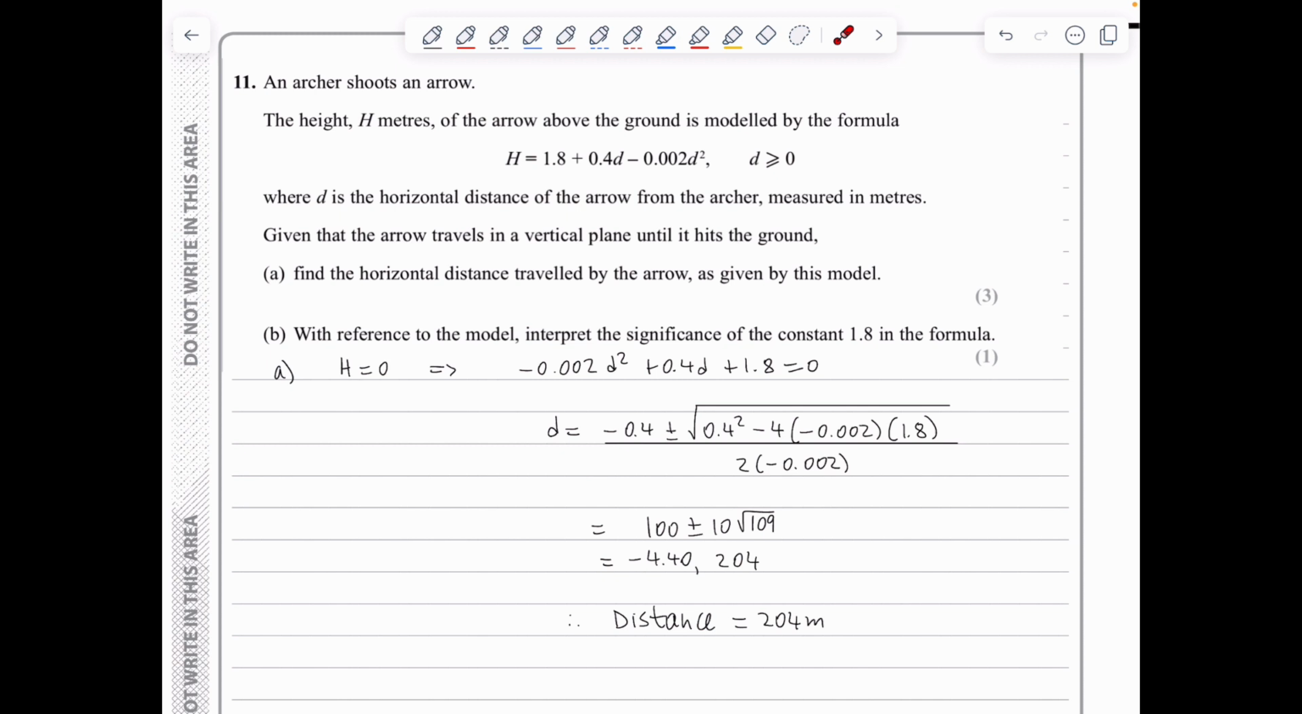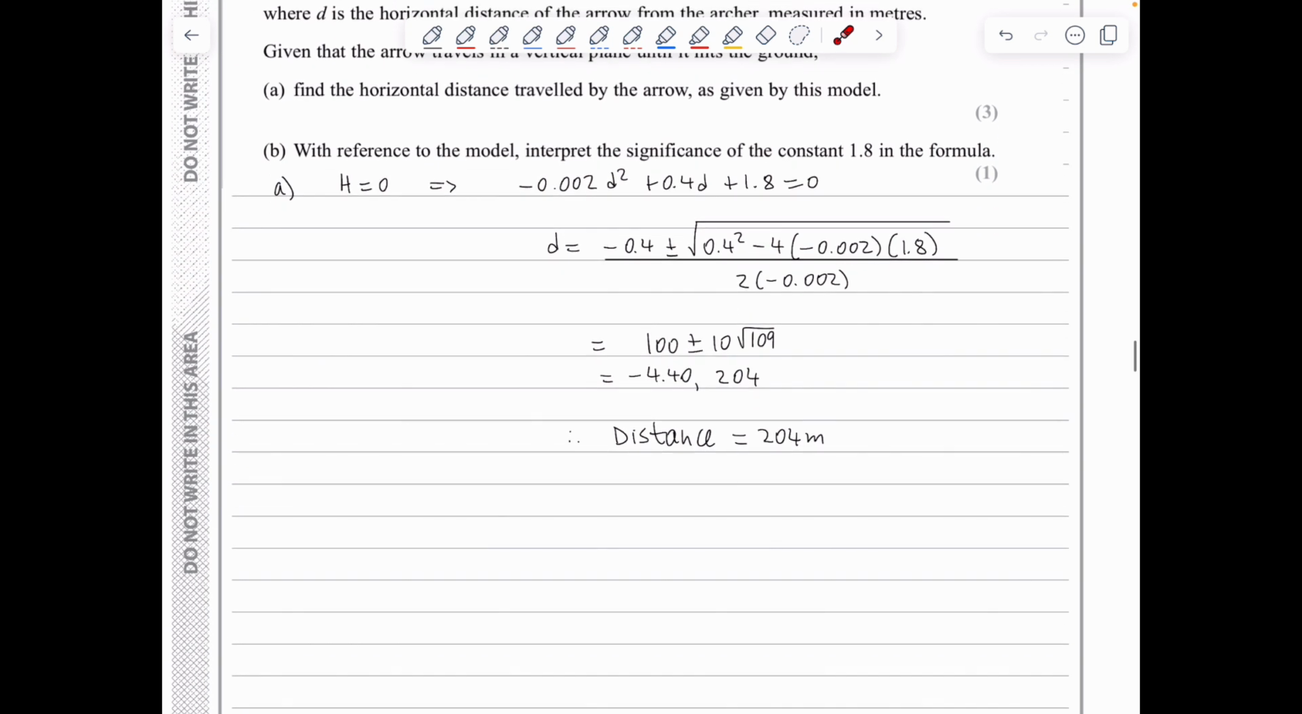In part B, we are asked, with reference to the model, to interpret the significance of the 1.8, the constant term in the formula. Well, we do see that if we put d is 0, then we get that capital H is 1.8. So d is the horizontal distance. If d is 0, so the moment we fire the arrow, the height above ground is 1.8. So that must be the height from which the arrow is initially fired.